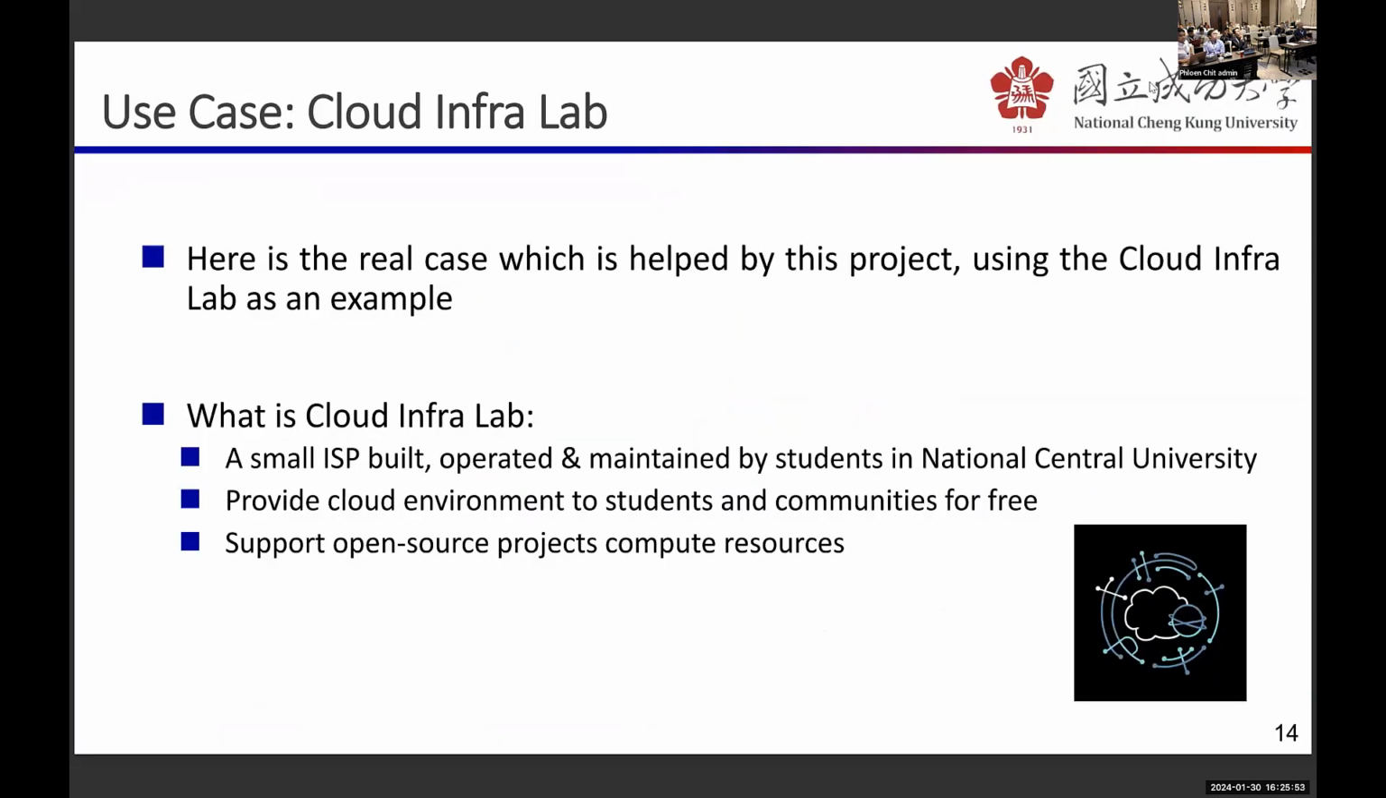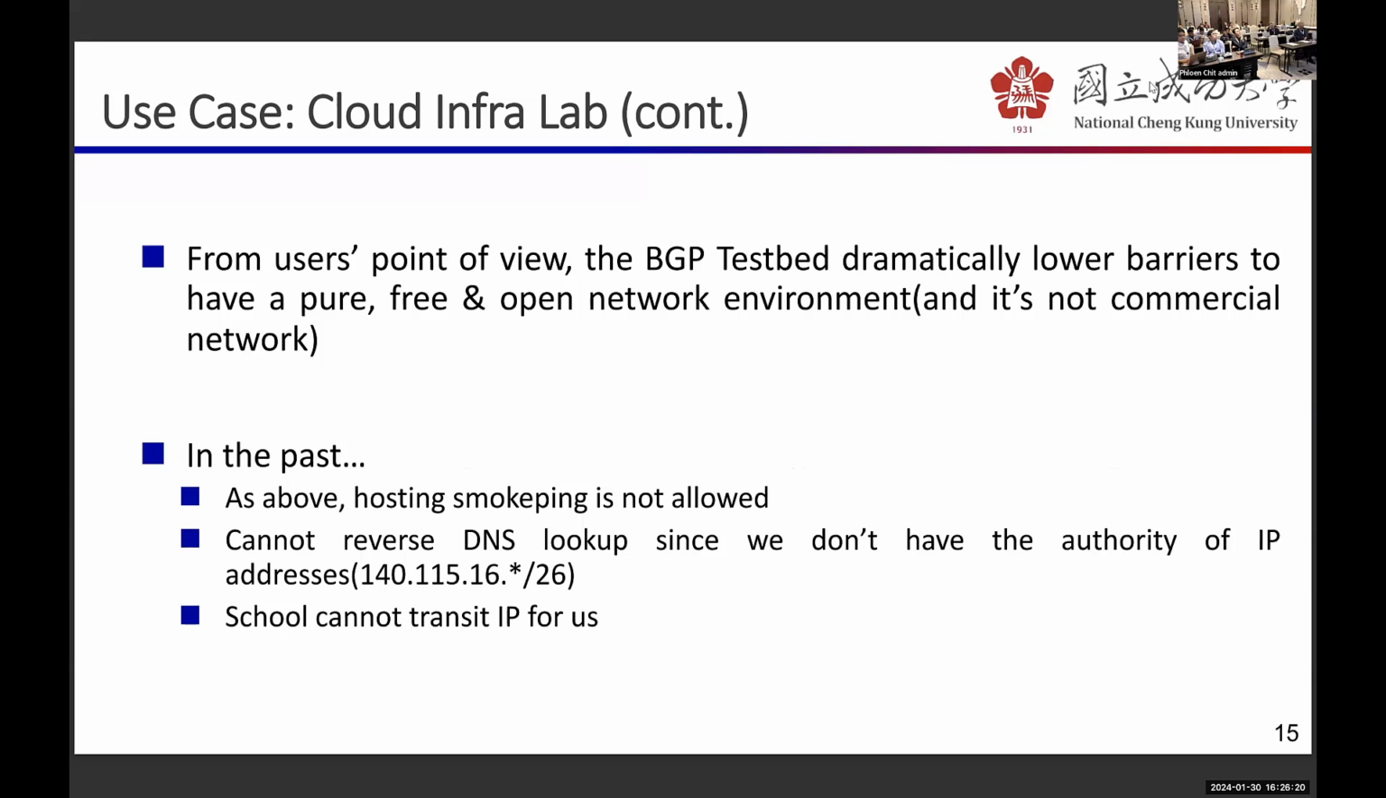The second is my personal experience. Two years ago, I founded a side project called Cloud Infrared. Why is it called Infrared? It's a small ISP built, operated and maintained entirely by students in my school, National Central University. We provide the cloud environment to students and the community for free, and we provide computing resources to open source projects. From my point of view, the BGP testbed dramatically lowers the barrier to having a pure, free, open network environment that is not a commercial network. Does it sound similar?